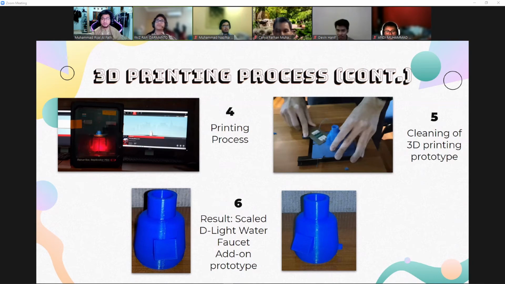After the product is finished printing, then we have to do the cleaning of the 3D printing prototype. We have to clean the supports and other small bits of filament. As we can see here in the sixth step, this is the result of our scale D-Light water faucet add-on prototype. Next.